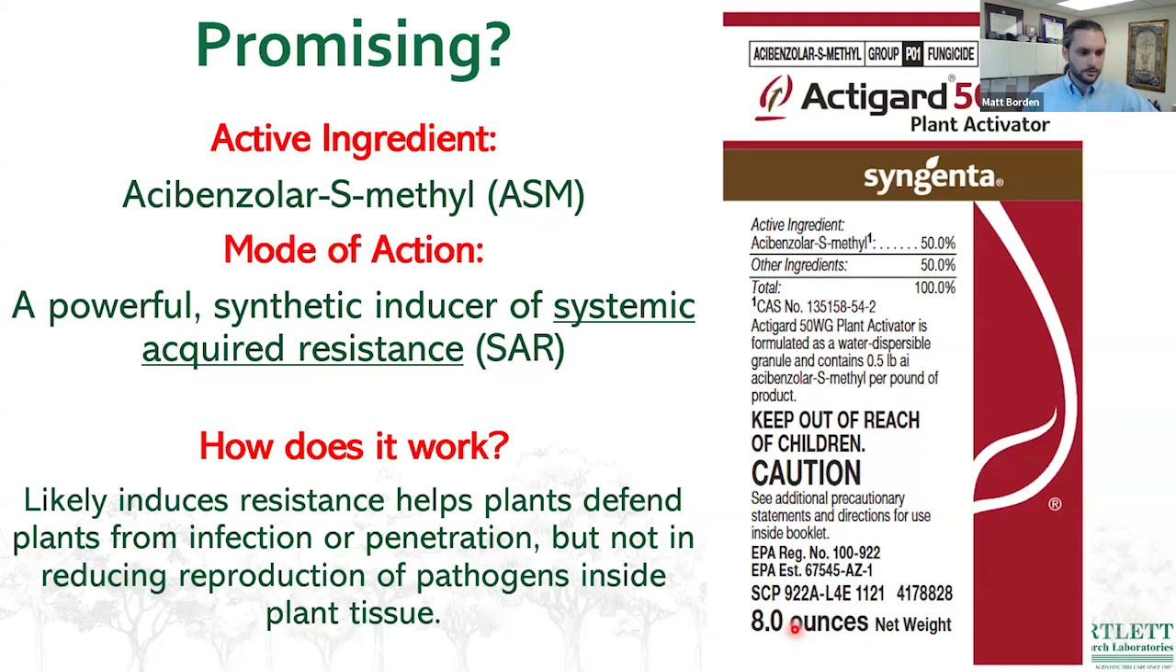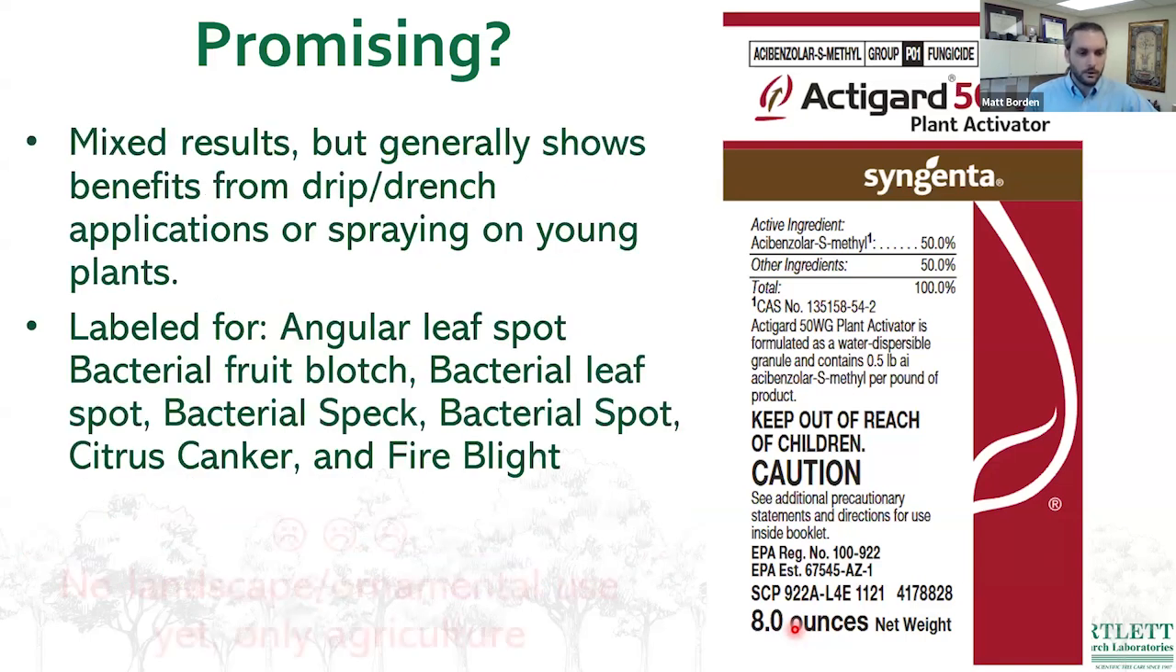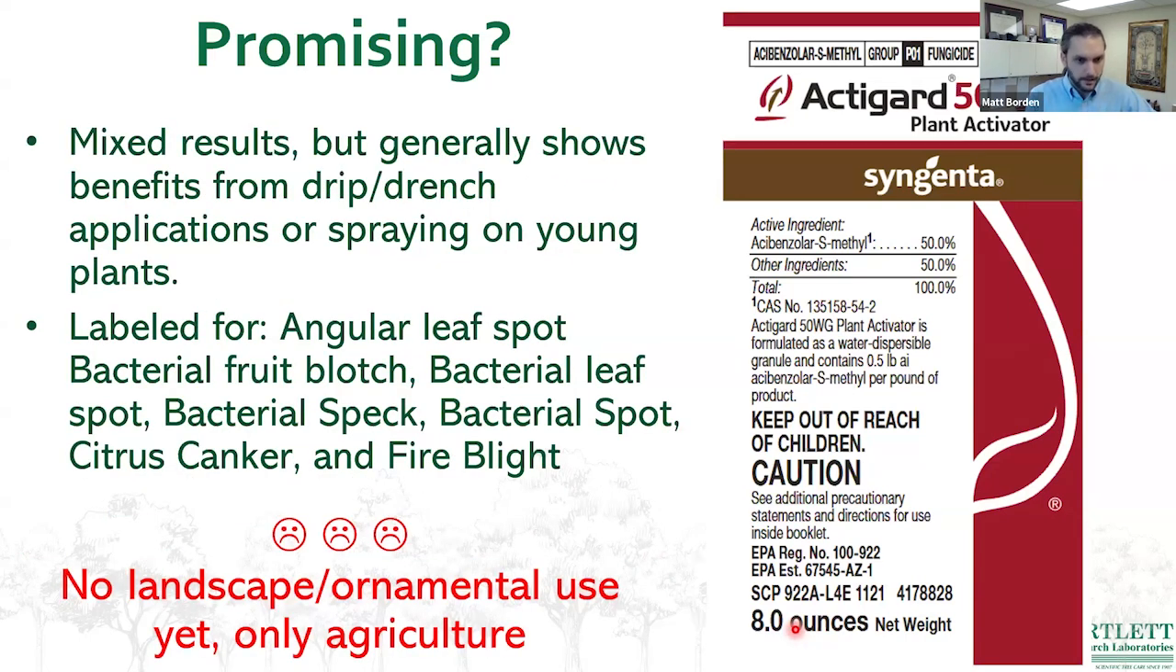Here's another, and I'll wrap up very shortly here, but ASM is a very interesting product. Actigard by Syngenta. This is a powerful synthetic inducer of systemic acquired resistance, so it upregulates some channels of the plant defenses and helps plants defend from infection and penetration of bacteria. Unfortunately, it is only in agricultural use currently. And a lot of us have been asking, will we ever see one of these labeled for ornamentals? The answer so far, it seems like Syngenta is not really wanting to pursue it. But this is a fascinating product.